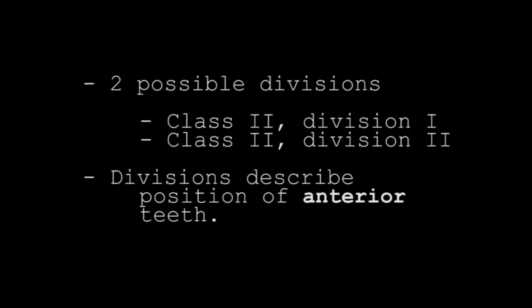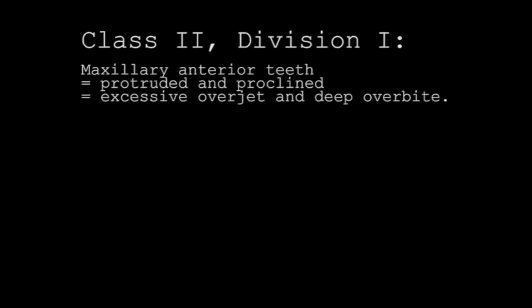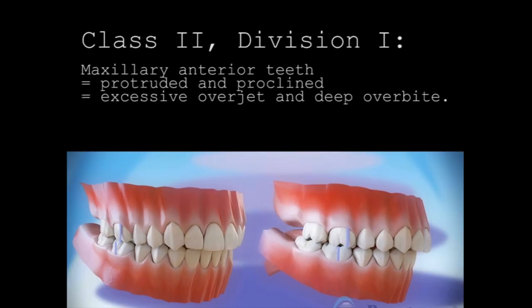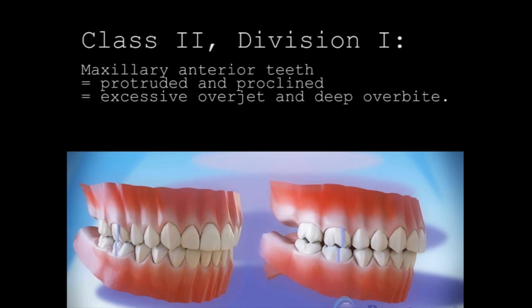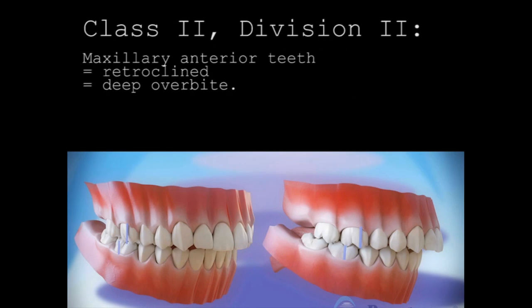There are two possible divisions within Class 2 malocclusion which describe the positions of the anterior teeth. Division 1, which is when the maxillary anterior teeth are protruded and proclined, thus causing an excessive overjet and deep overbite, and Division 2, which is when the maxillary anterior teeth are retroclined, thus causing a deep overbite.